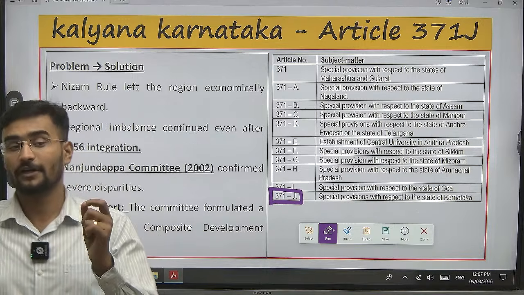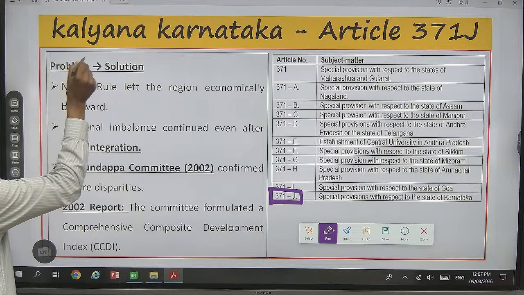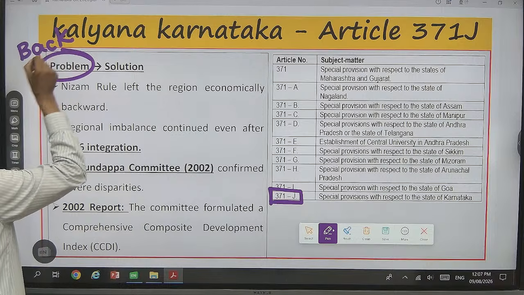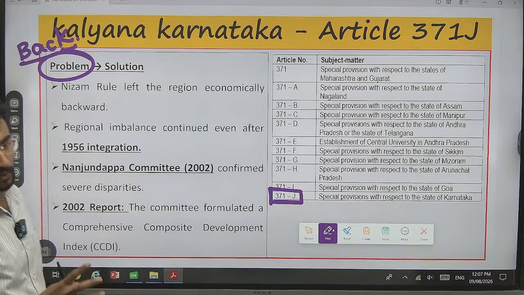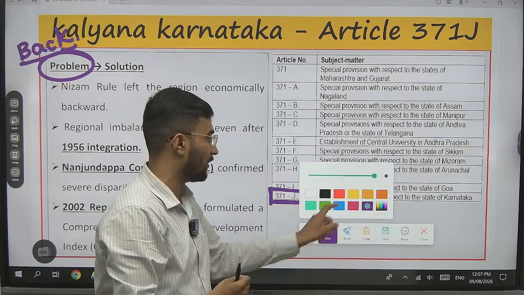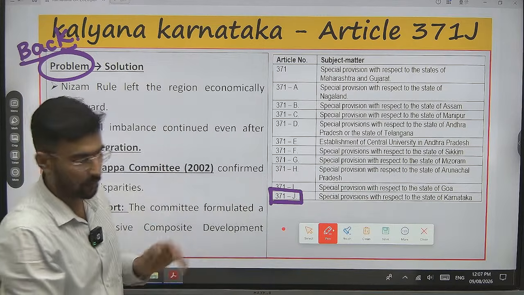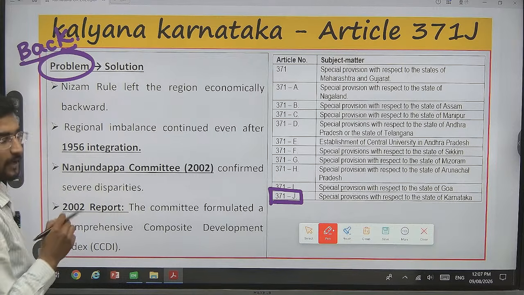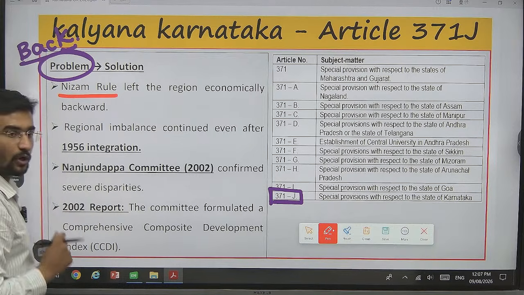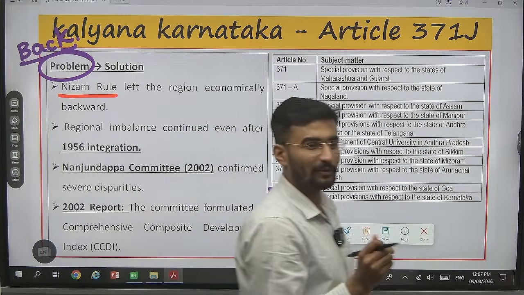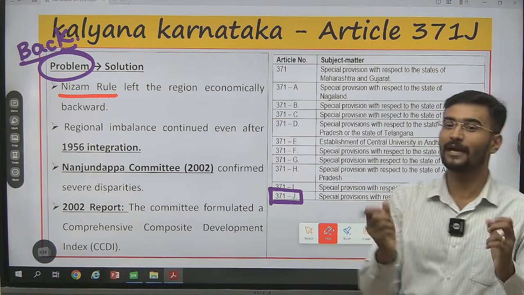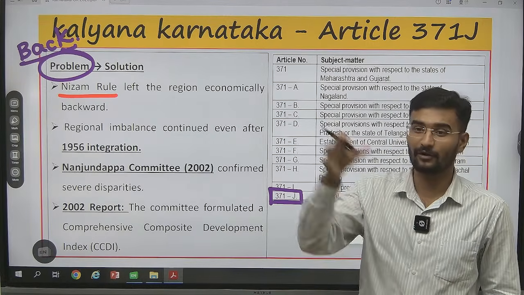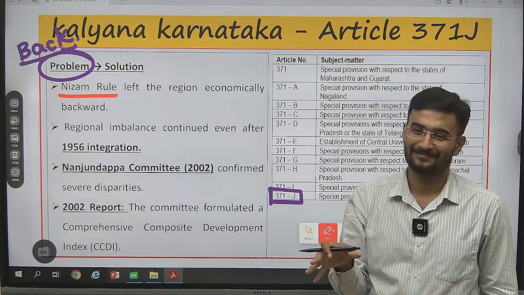Why? The first and foremost problem here is backwardness: backward districts or backward taluks. Now why was it backward? Because it was ruled by the Nizams. But if Nizams ruled, why is Hyderabad not backward? If it is the capital it develops, while everywhere else there is drought. What justice is this?